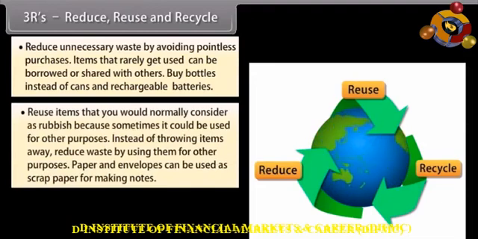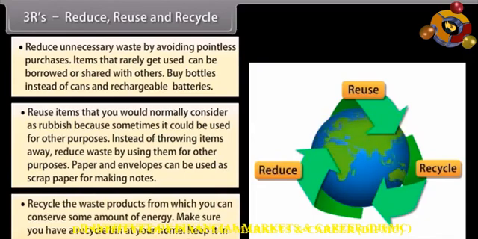Reuse items that you would normally consider as rubbish because sometimes they could be used for other purposes. Instead of throwing items away, reduce waste by using them for other purposes. Paper and envelopes can be used as scrap paper for making notes.